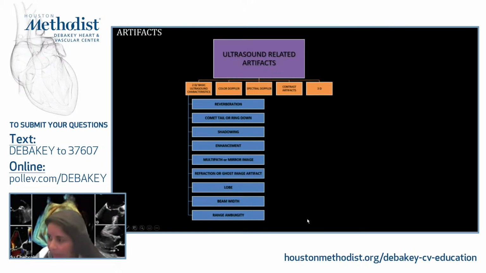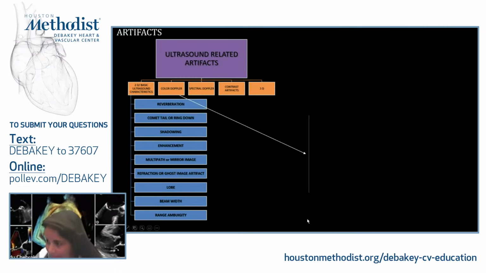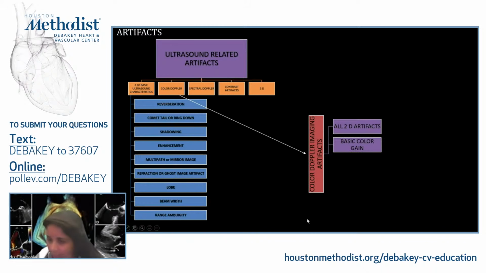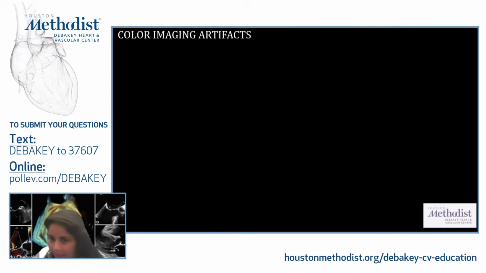So moving on quickly to some of the color Doppler artifacts. Again, remember all the 2D artifacts we see can also be seen on color Doppler. And a very important point is to understand the importance of color gain, and we'll discuss that in a little bit. A little bit about ghosting and aliasing related artifacts too.